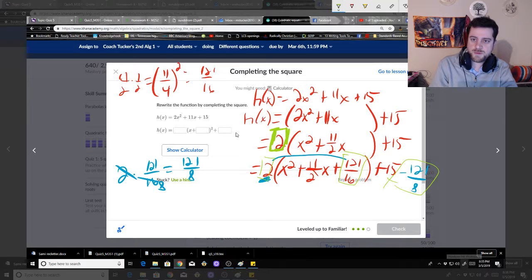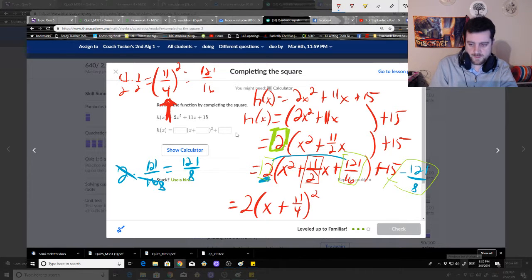Let's finish the problem. So now we have 2 times, this is a perfect square, this is x plus 11 over 4, because we take half of b. There it is right there. Remember, don't reinvent the wheel. Squared.